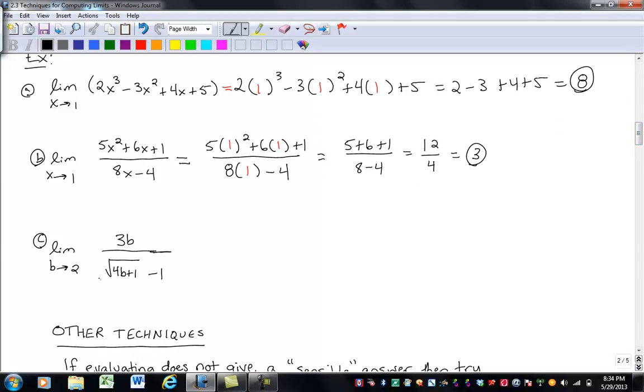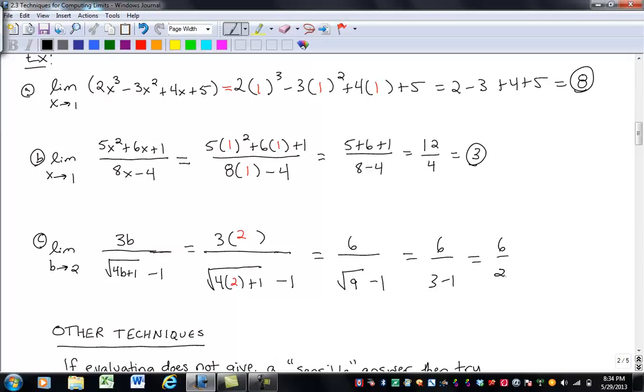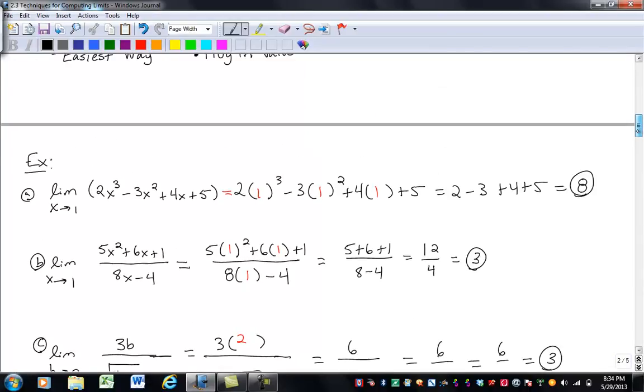The same thing here for C. For part C, I just replace all the b's with the number 2. This is always the best way to start it. See if this works, because it's the easiest way to work it out. If it doesn't work, then there's other techniques we can use to try to make it work. So I replace all my b's with 2. I get 6 on top. I get the square root of 9 minus 1, which is 6 over 3 minus 1, which is 6 over 2, which is 3. I just plugged in 2 for b and evaluated to find that limit. So that's the easiest way to do it.